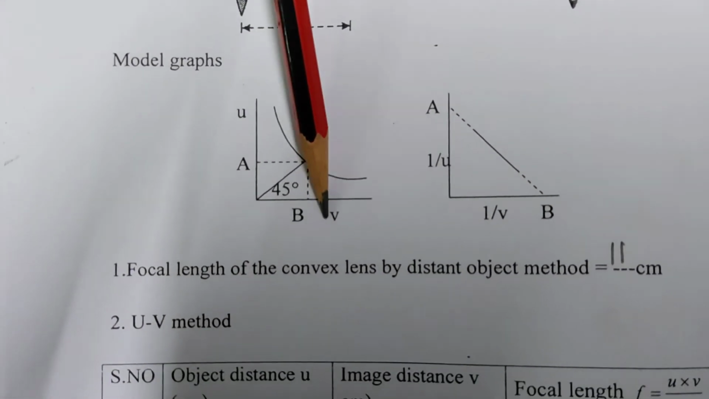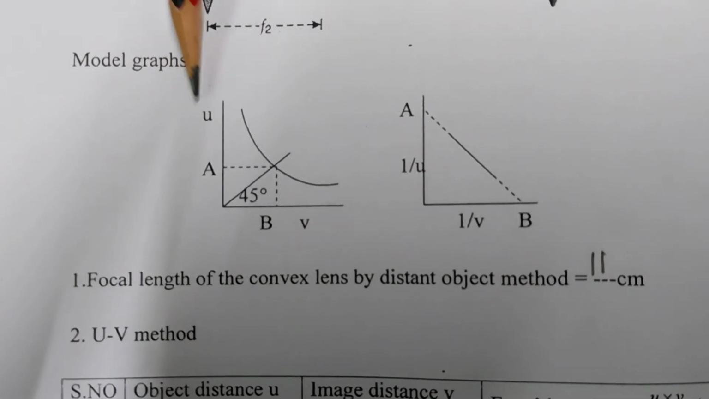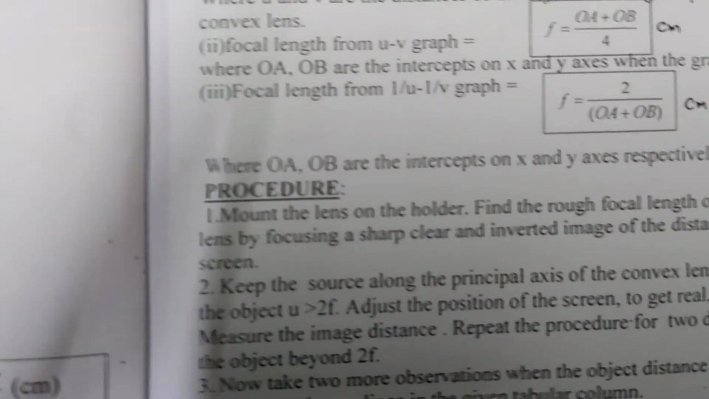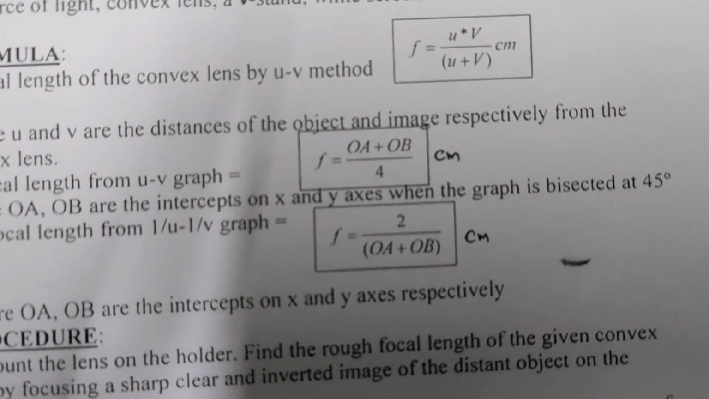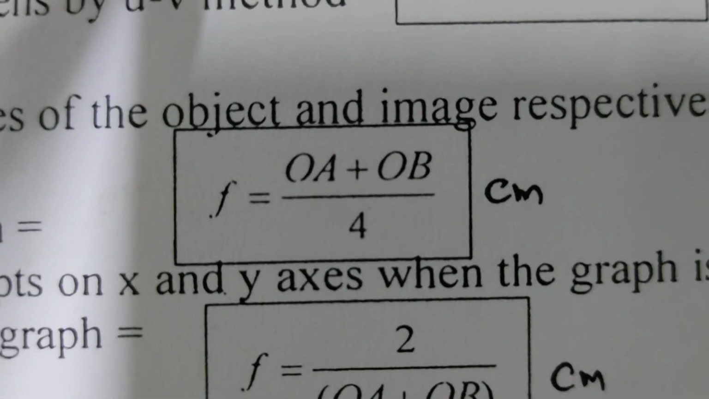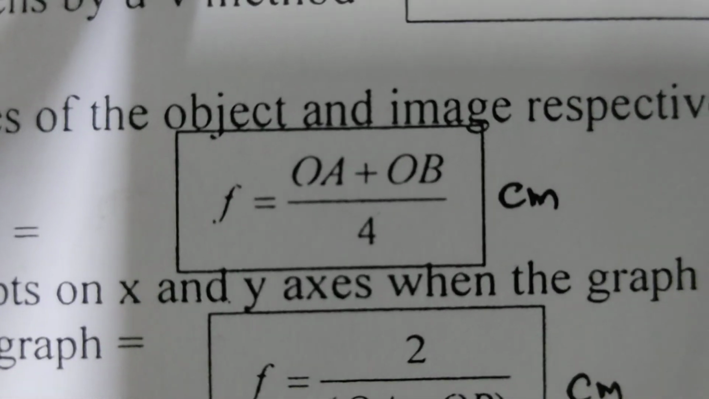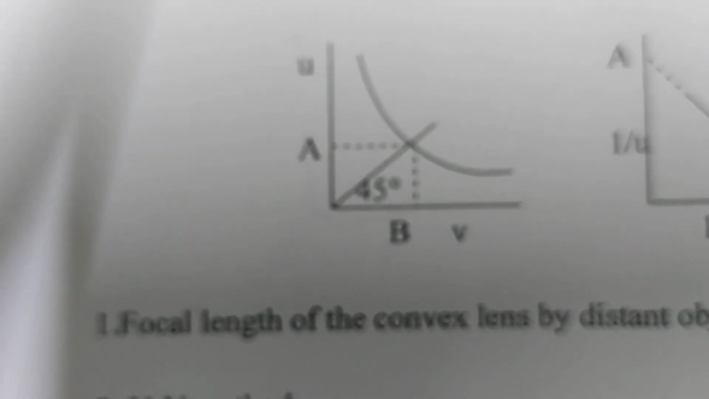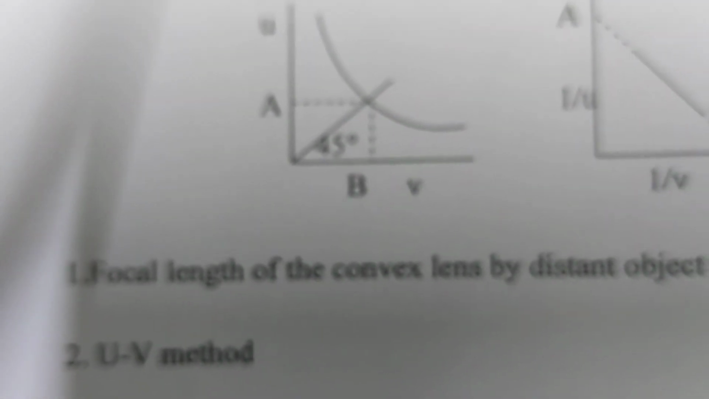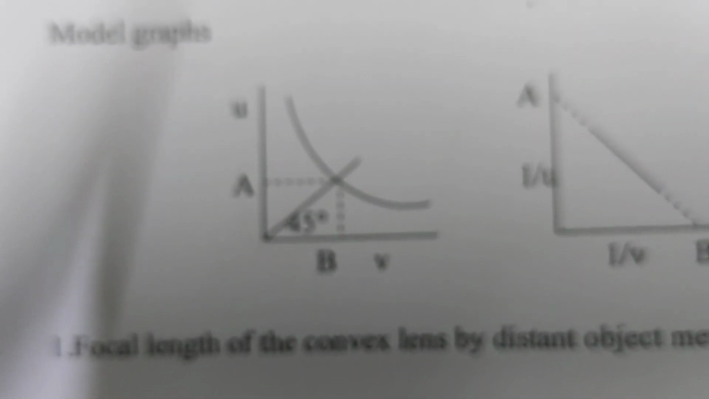Plot the UV graph, and draw a bisector, and from here, using this formula, F is equal to OA plus OB by 4, where O is the origin, OA plus OB by 4 gives you the focal length of the given convex lens.